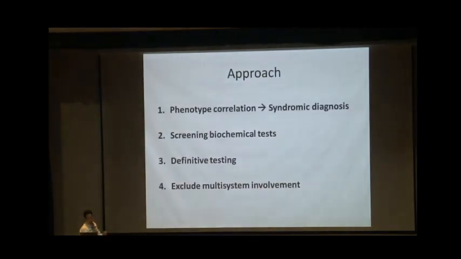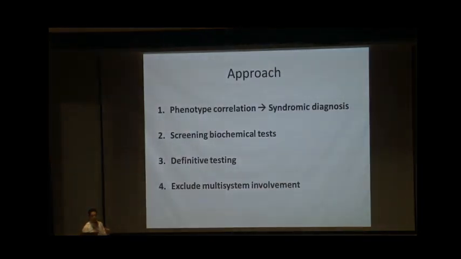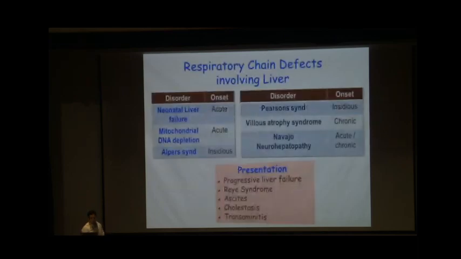So how do you approach? First, try and give them a syndromic diagnosis. Try and correlate with their phenotype. Do the screening biochemical tests. Then go ahead with definitive testing. And fourth, the most important one, always exclude multisystem involvement. So try and differentiate. Maybe I can show it like this.